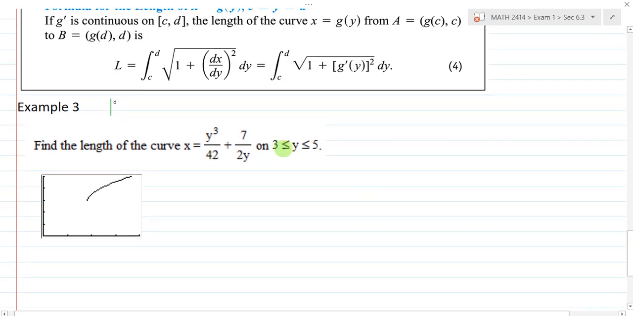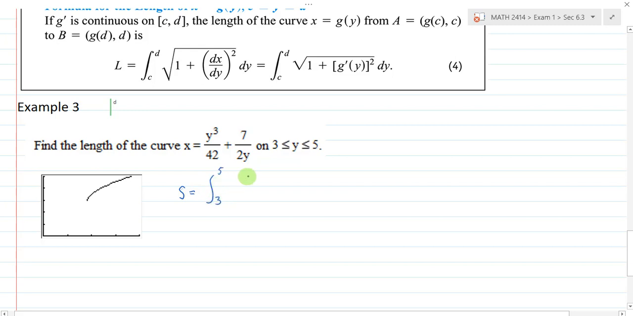Your bounds are now going to be along the y-axis if you're integrating with respect to y. Anytime you're asked to find arc length and you're given x as a function of y, you're going to want your integral to be a dy, and your bounds will come from the y-axis. Setting up our integral, we're going to get the arc length is going to be equal to the integral from where to where? This is the part where you talk.